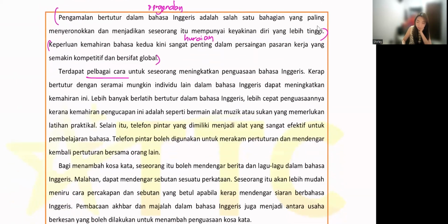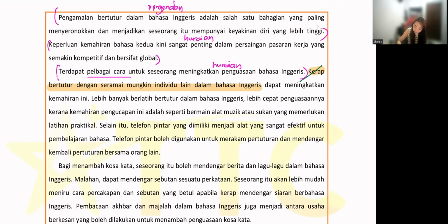Terdapat pelbagai cara untuk seseorang meningkatkan penguasaan bahasa Inggeris. Usaha has a synonym, cara. They just tell you that there are a variety of ways, but they never mention what the way is. Okay, so this is not. Kerap bertutur dengan seramai mungkin individu lain dalam bahasa Inggeris. Kerap bertutur means like often. Always talk with as many people as you can in English. Dapat meningkatkan kemahiran ini. They already told you it can help you to increase, right? Okay, so this is the first usaha. Then the next one.